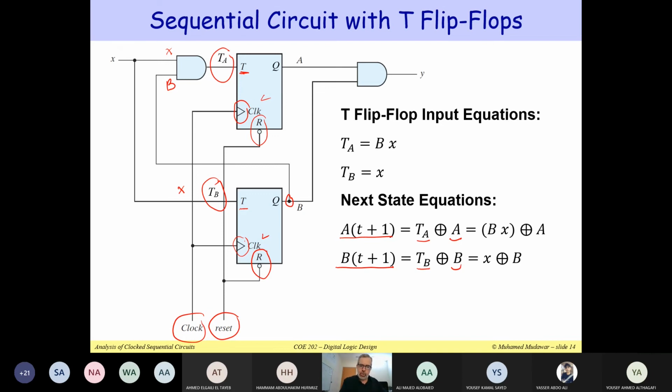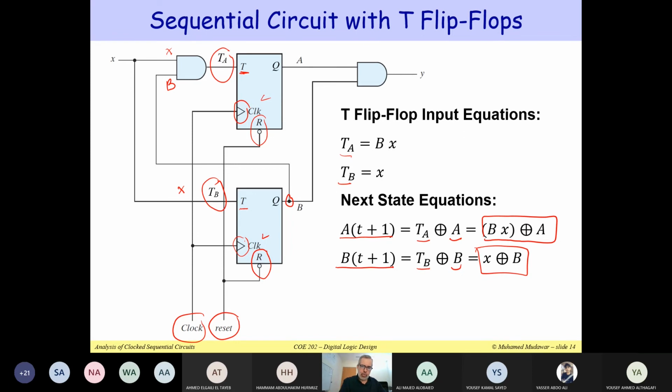So therefore, substitute TA and TB. Then you get actually here BX XOR A. Here you get X XOR B. So these are the next state equations. So this is how we obtain the next state equations. If you have the next state equations, then it will be very easy to fill the state table and to draw the state diagram.